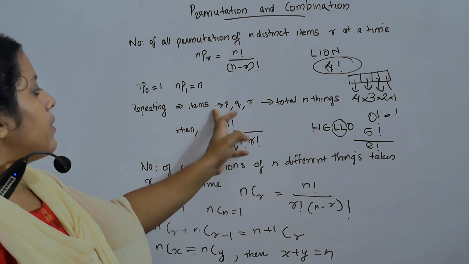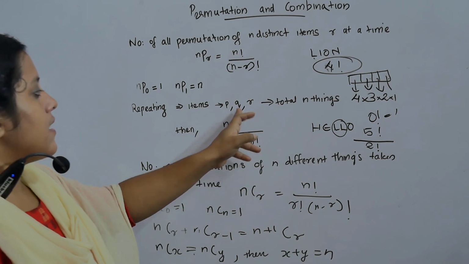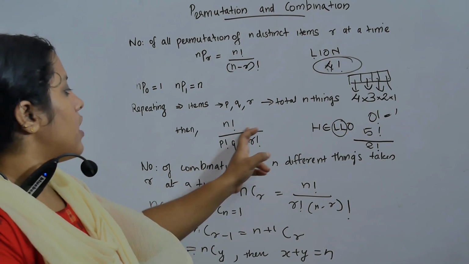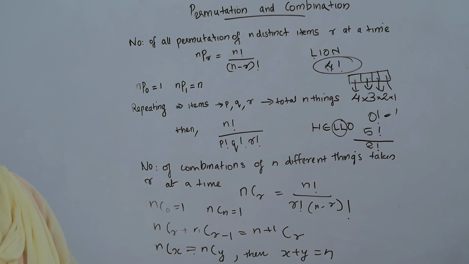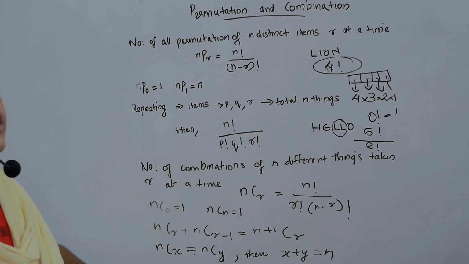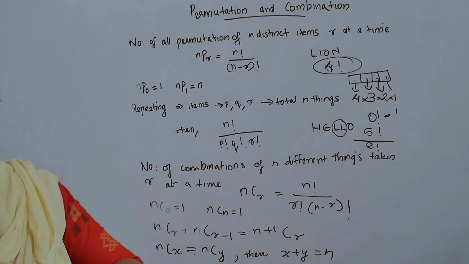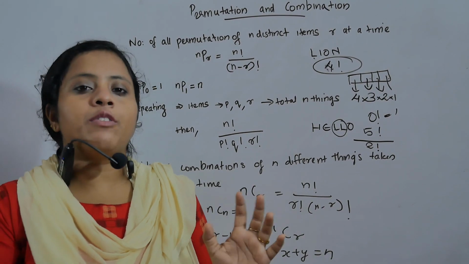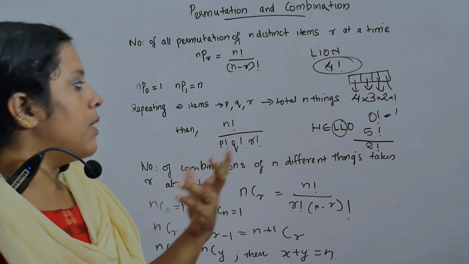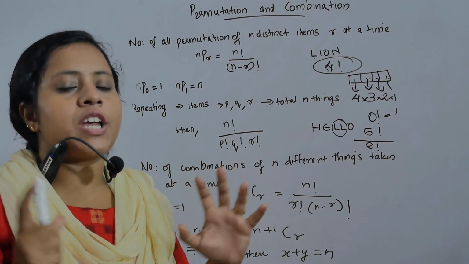In general, if something is repeating p times, something is repeating q times, something is repeating r times, and there is a total of n letters, then it is n factorial by p factorial, q factorial, r factorial. Clear? So understand or remember with an example, that will be very good. You can remember any formula with an example, and then it will stay in your mind.